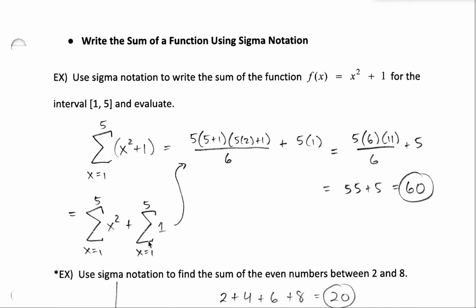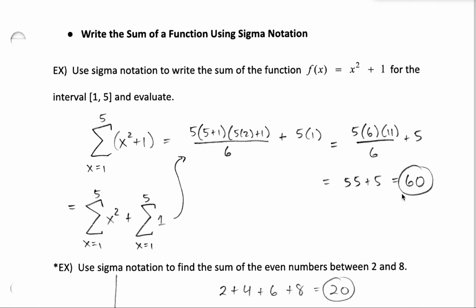And then here we got our constant. So we can use our constant rule because we're starting at 1. So this is just 1 5 different times. So 5 times 1. Here 5 plus 1 is 6, and 5 times 2 is 10, plus 1 is 11. So here we have 6 being multiplied and divided. We can cancel that. So we got 55 plus 5, and that's going to give us 60.